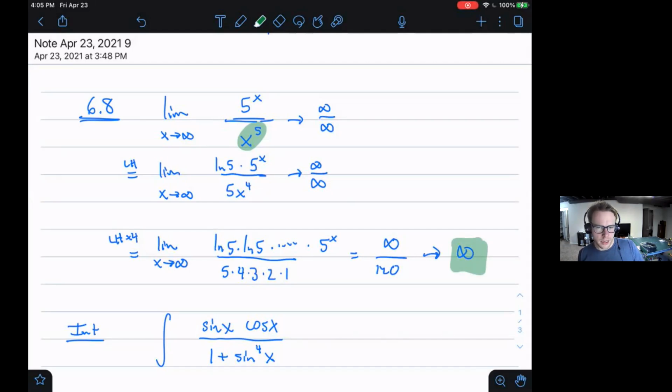All right, and I have a question in chat. Could we just use the fact that a to the x is increasing much, much faster than x to the a?